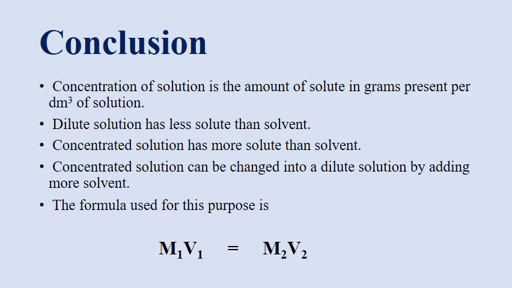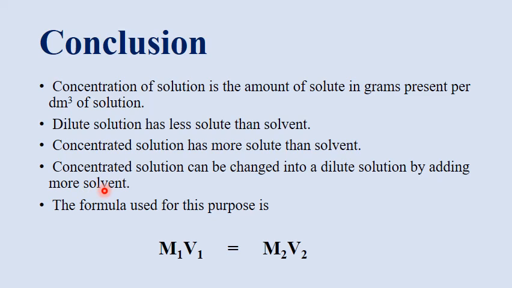Okay students, now we are coming towards the conclusion of today's lecture, and today we learnt about concentration of a solution, which was the amount of solute in grams present per decimeter cube of a solution. We learnt about dilute solutions, which have less solute in them than solvent, and we learnt about concentrated solutions, which have more solute in them than the solvent. And the main thing that we learnt in this lecture is how to convert a concentrated solution into a dilute solution. One way to do it is to add more solvent.